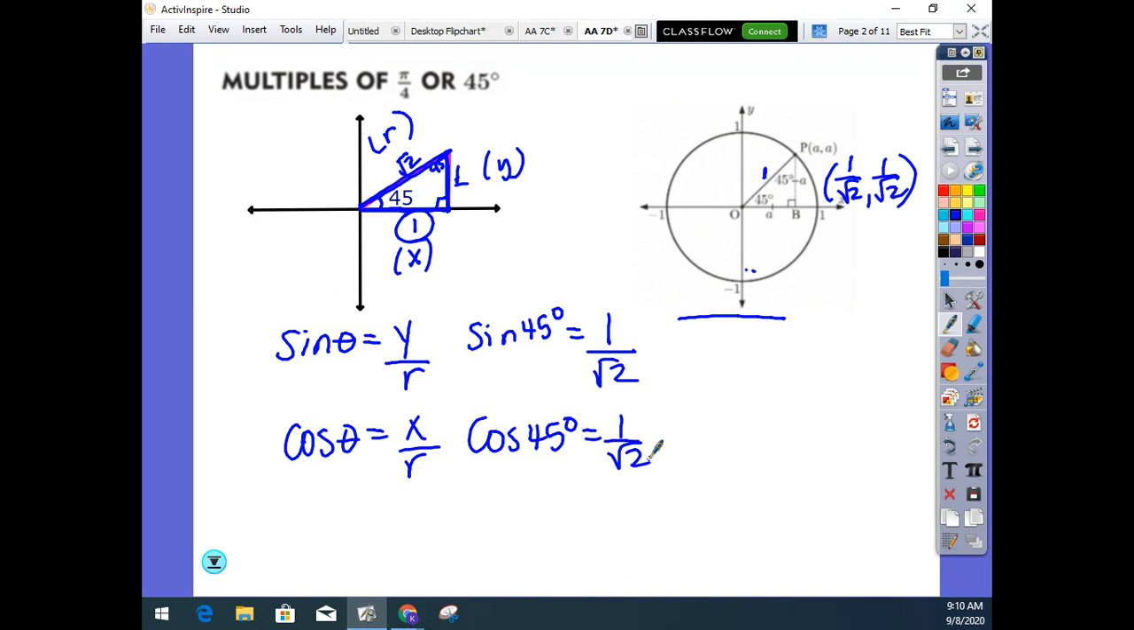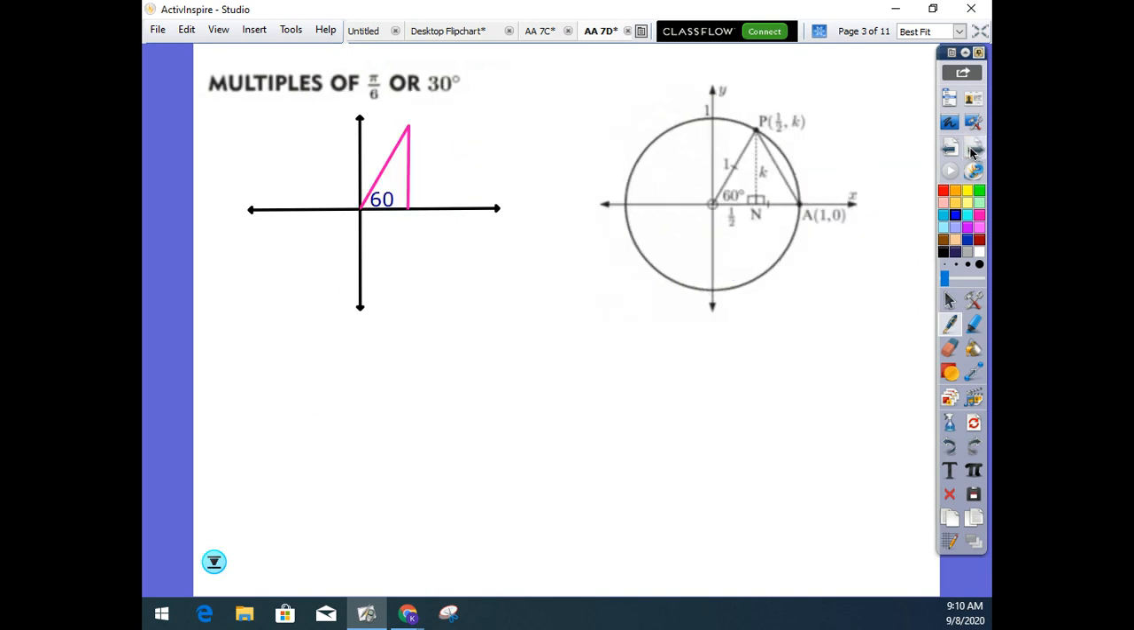Do not freak out if this is not sinking in. We will go over this more tomorrow. I'm just kind of giving you the heads up and then we'll start.